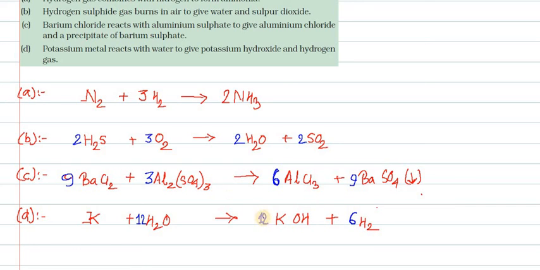Now let's balance the final element, that is potassium. The number of potassium on the right hand side is 12. So the number of potassium on the left hand side should also be 12. So this is the balanced chemical equation.